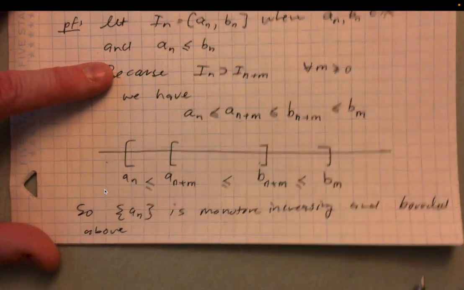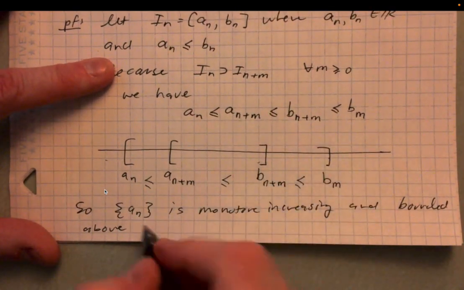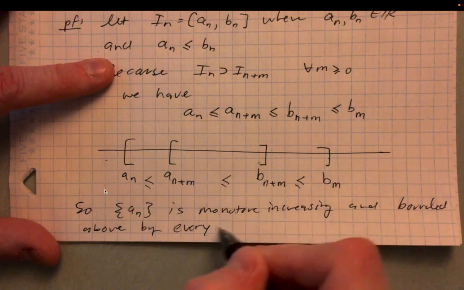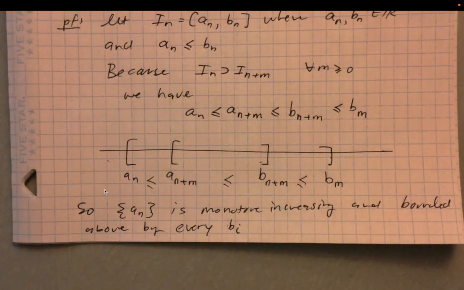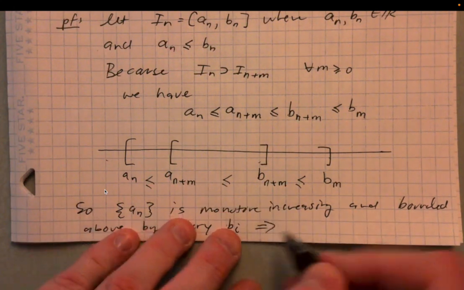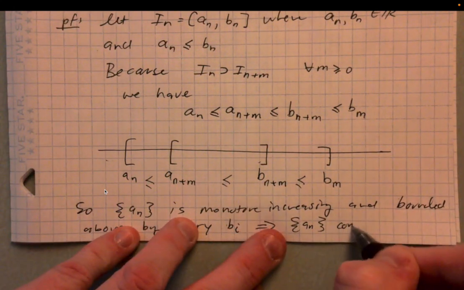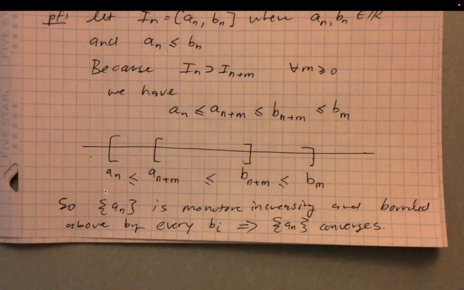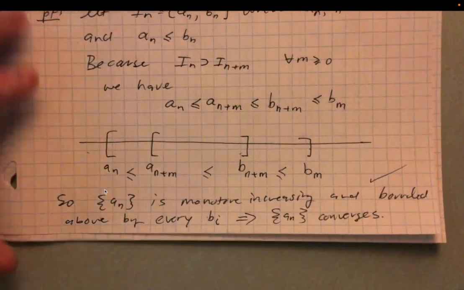And if you say, well, what's it bounded above by? Well, it's bounded above by any one of these B's. It's bounded above by every B sub m. I'll put every B sub i, not to be confused, okay? So every right-hand bound of the interval is going to bound A sub n. Okay, so A sub n is monotone increasing and bounded above by every B sub i, and so that implies that A sub n converges, right? So the main push in this theorem, the reason it's kind of thought of as a corollary, is that you get this from the previous theorem.